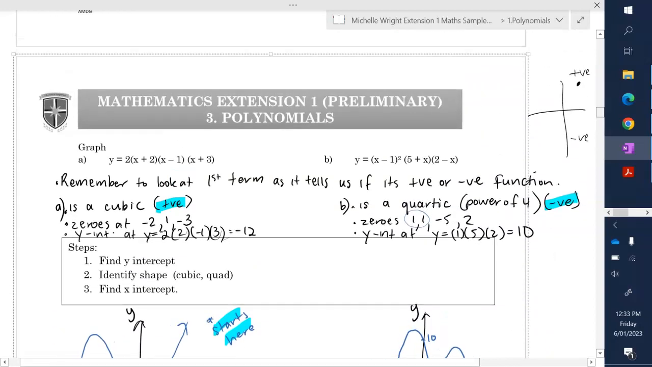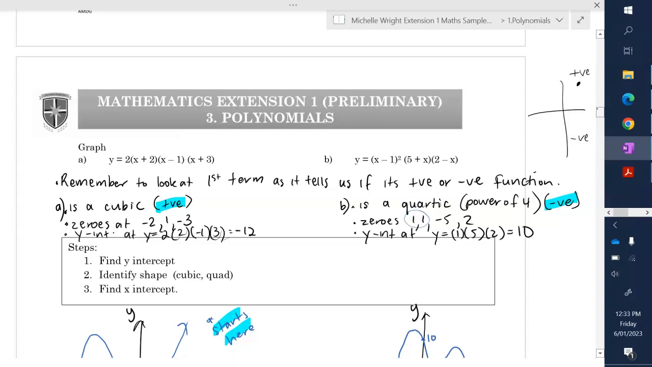Okay, the second one, looking at the graph of the next one, again, it's fully factorized. It's going to have zeros at 1 and 1. It's a double root, so it's going to bounce at the double root. We're going to have another 0 at -5 and another one at 2. So we're just setting these brackets to 0.